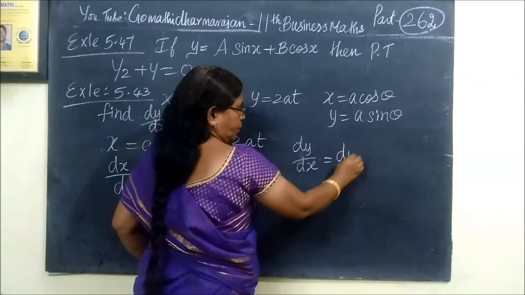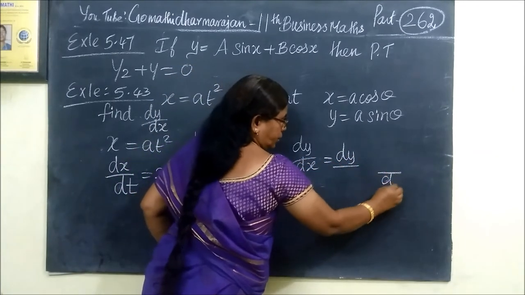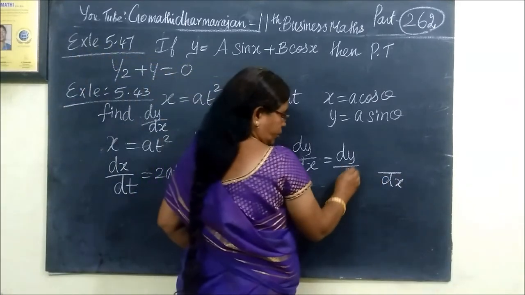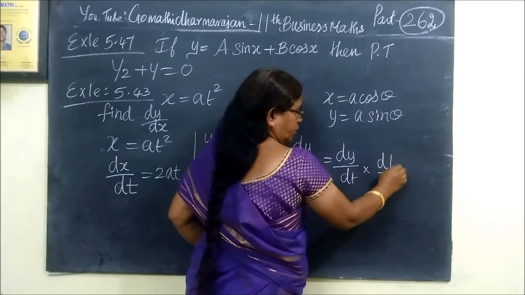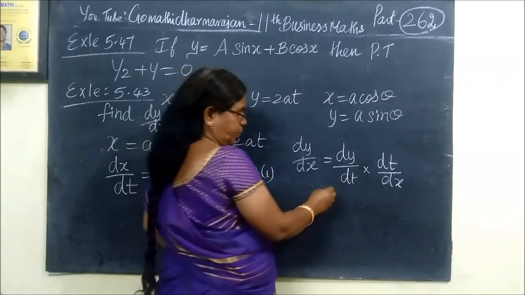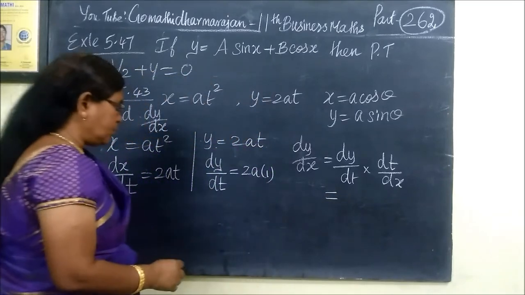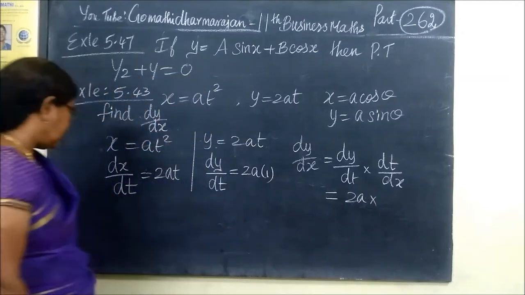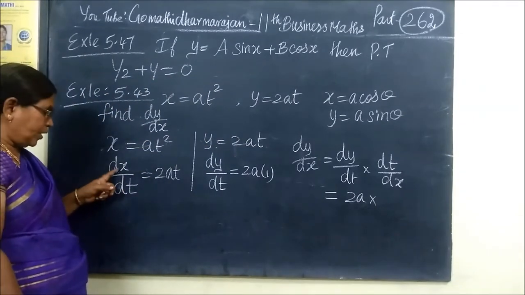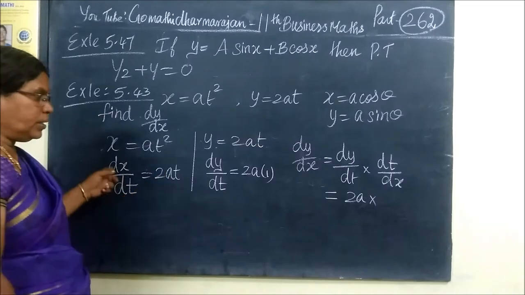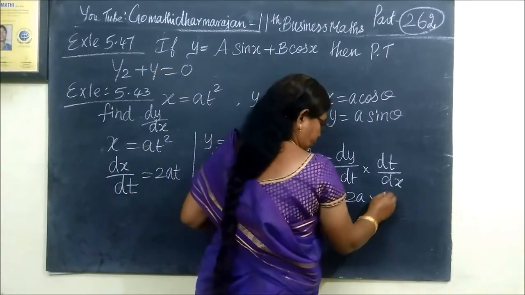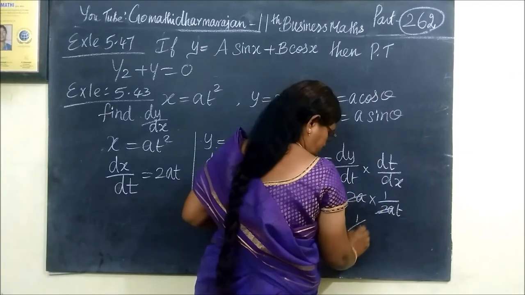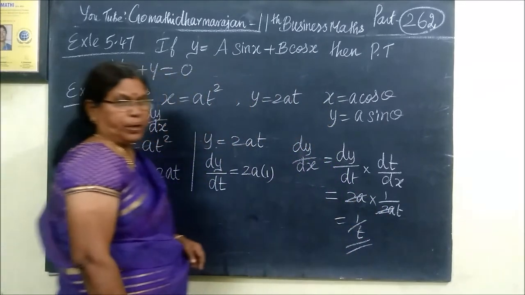Here dy by dx. Here dy, here dx, so below we have to write dt. Multiply and divide by dt, so we can find dy by dt, which is 2a, into dt by dx. It becomes the reciprocal: dx by dt is 2at, so dt by dx is the reciprocal, 1 by 2at. So 2a and 2a cancel. The answer for this is 1 by t.